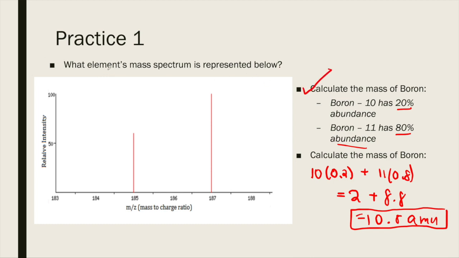Now, what element mass spectrum is represented below? So what element is this? We have 185 and 187. Now, let's look at a periodic table. What element or elements lie between these two ranges? Just by looking at it. So, we go to our periodic table. We go down to where it says 185, the range. So, the only element I find would be Re.